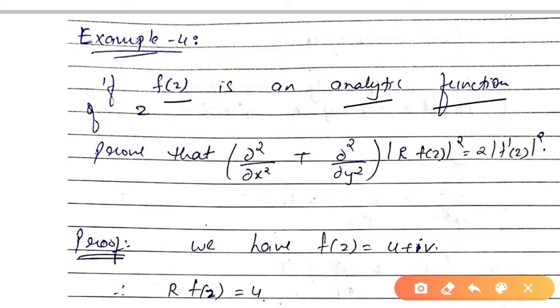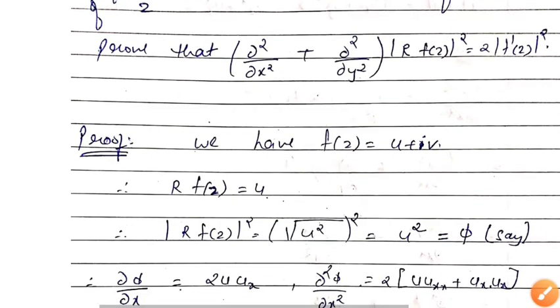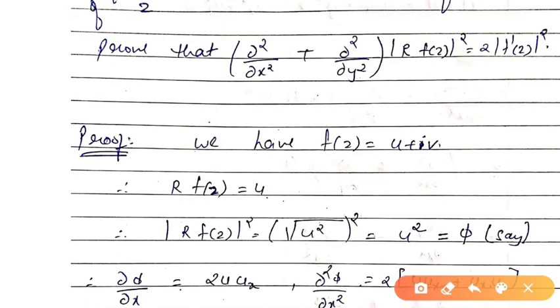Now you have to prove that (∂²/∂x² + ∂²/∂y²) of |Re f(z)|² equals 2|f'(z)|². We will go one by one. Okay, from where we will start? We will start from the LHS side.